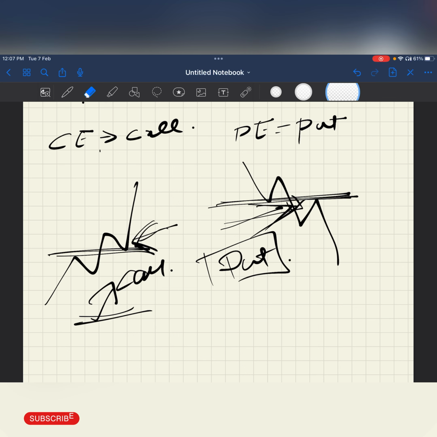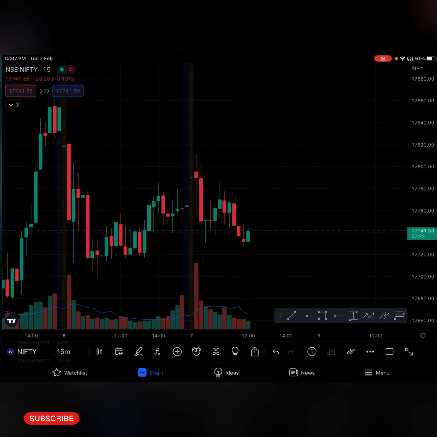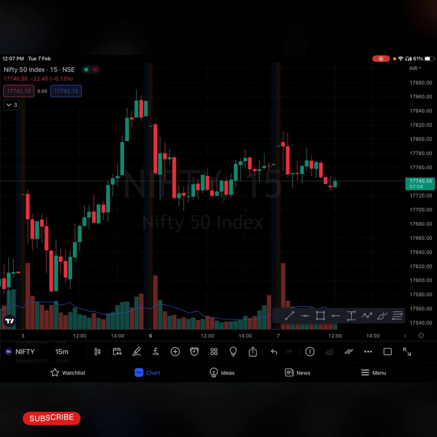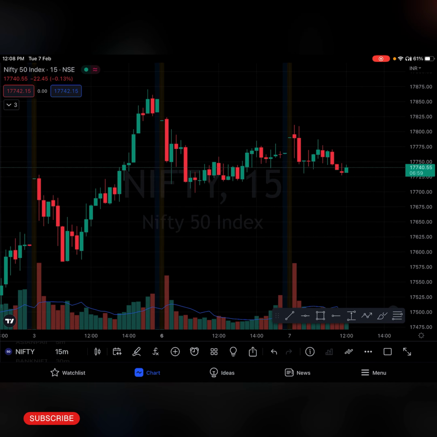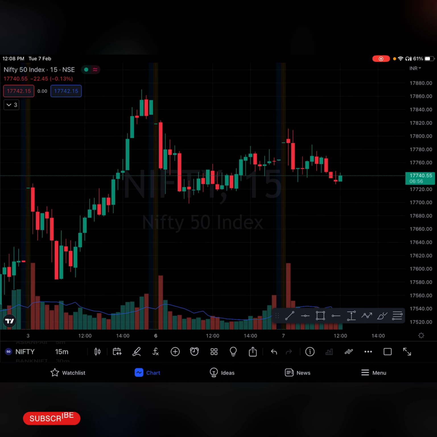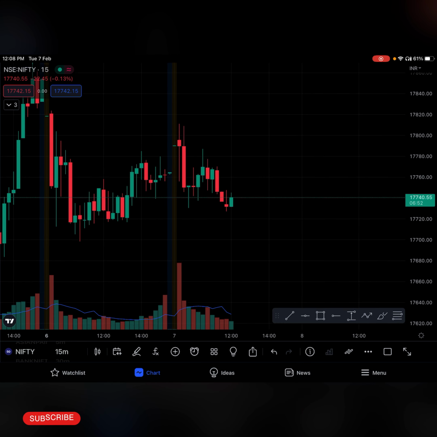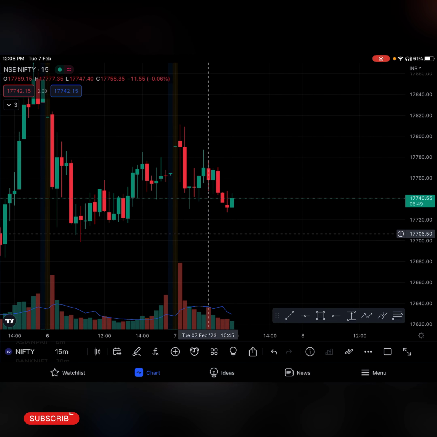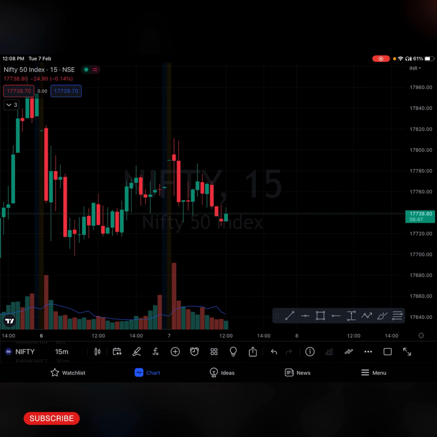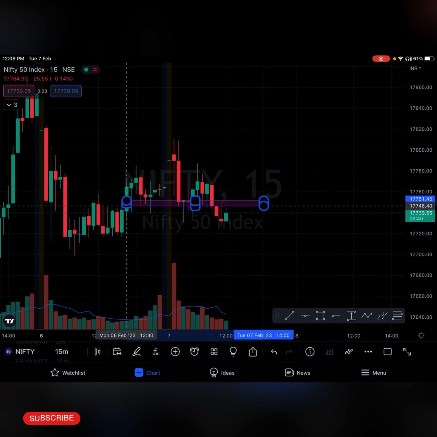Now guys, let's jump over to the chart and understand with an example when we should buy call and put option. Guys, here is the chart of Nifty 50 and the time frame is 15 minutes. On 15 minutes we will analyze when to buy call option and when to buy put option. For example, let's suppose this is today's market, 7th of February. Now, as you see, this is a support zone. This is a support over here.